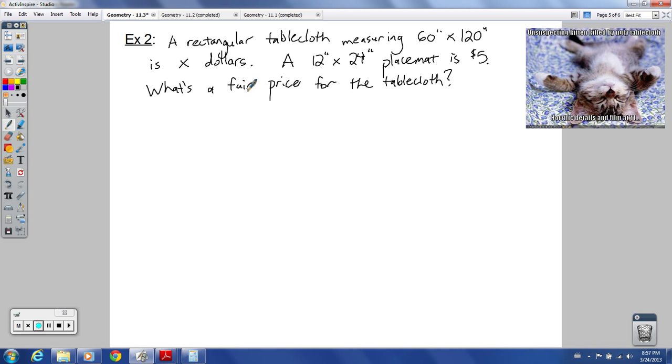And by fair, I mean if it's going to be the same cost per square inch, assuming that. It might actually be a little bit less, so what's the most though that you would pay and still say, hey, that's the same price per square inch, that's a fair price.